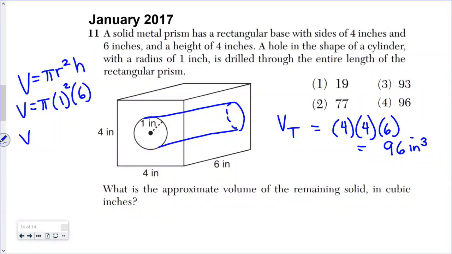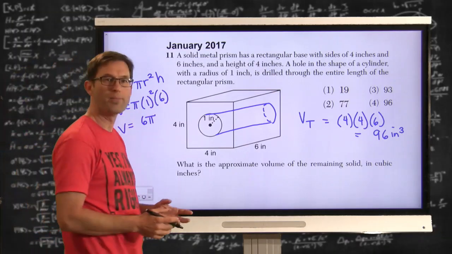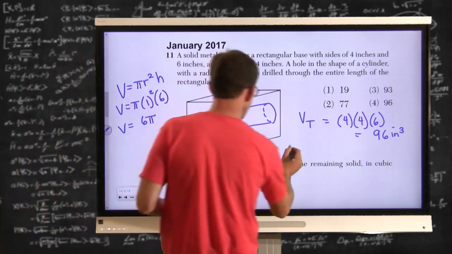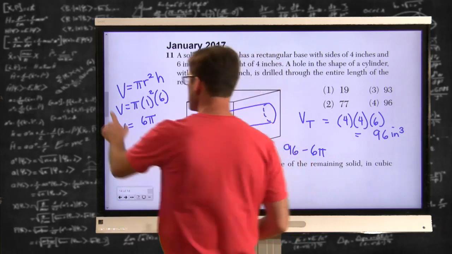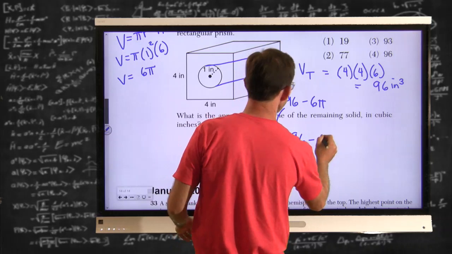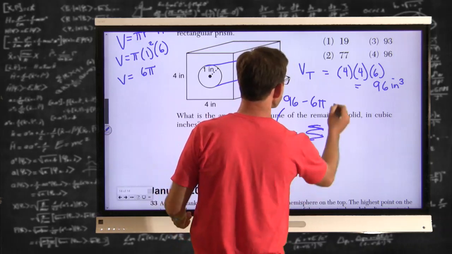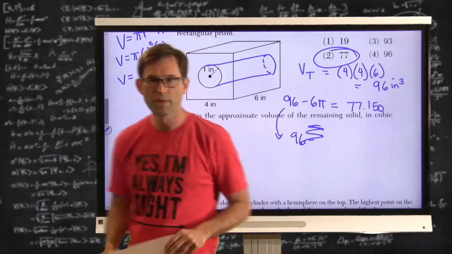So the volume there is going to be pi times 1 squared times 6. Now you could work this all out, or you could just leave it as 6 times pi, but you could also work out the decimal version of that, which I didn't do. At the end of the day, you're going to do 96 minus that 6 pi. This is actually a free response problem, sorry. No, it's not, it's a multiple choice. Anyway, 96 minus 6 pi, I do that on my calculator, I find 77.150, so choice 2. 77.